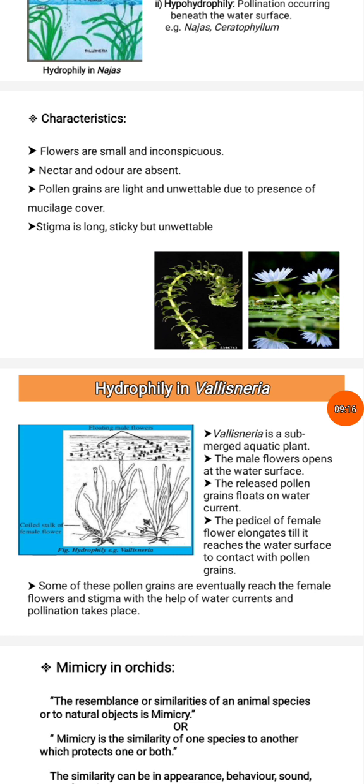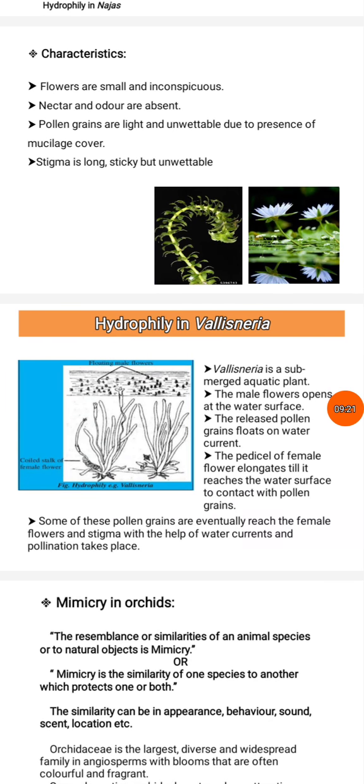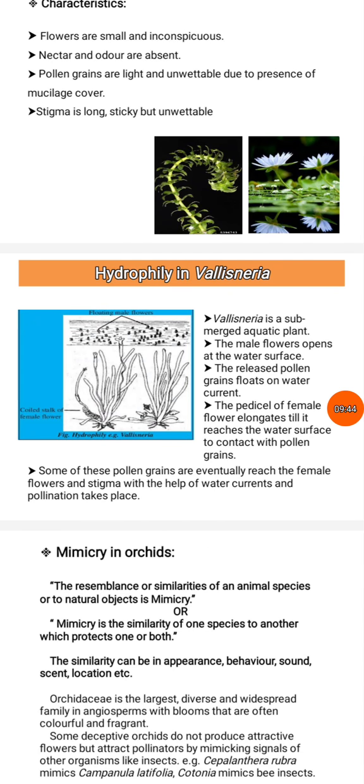The figure indicates two types of plants, because Vallisneria is a dioecious plant. That is, the male plant and female plant are different. The male flower produces spadix inflorescences, and male flowers open at the water surface. They release pollen grains that float on the water surface, and female flowers originate from the base of the plant. They have a long elongated stalk.